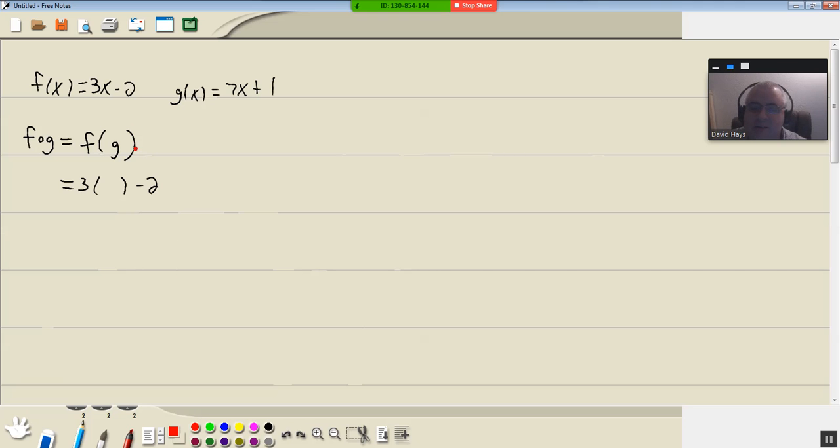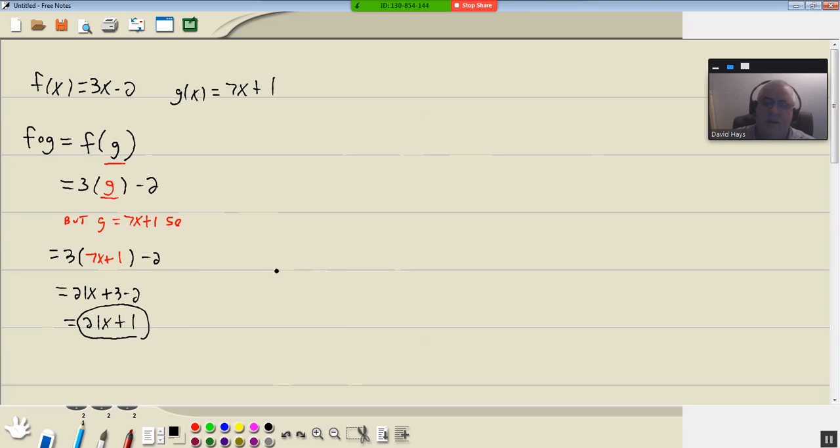Now, evaluating is always the same. Whatever's inside this parentheses right here is automatically what you're going to put in here. So put g in there. But g is equal to 7x plus 1. So this becomes 3 times (7x plus 1) minus 2. And 3 times 7 is 21, so that's 21x. 3 times 1 is 3, minus 2, which gives us 21x plus 3 minus 2 is 1. So that gives us 21x plus 1.